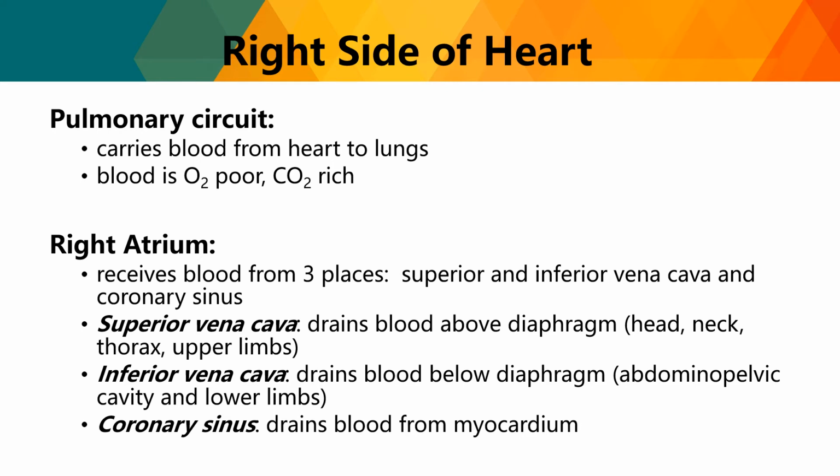So for the right side of the heart, you have your pulmonary circuit. It carries blood from the heart to the lungs. And the blood is usually oxygen poor and carbon dioxide rich. Okay? So the right atrium receives blood from three places, including your superior and inferior vena cava and the coronary sinus. The superior vena cava drains blood above the diaphragm, which includes the head, the neck, the thorax, and the upper limbs. And the inferior vena cava drains the blood below the diaphragm, including your abdominopelvic cavity and the lower limbs. And then the coronary sinus drains blood from your myocardium.